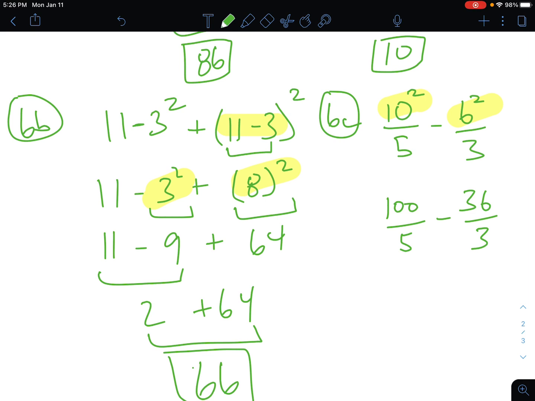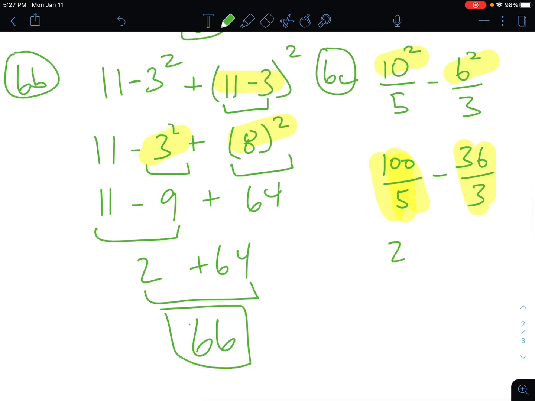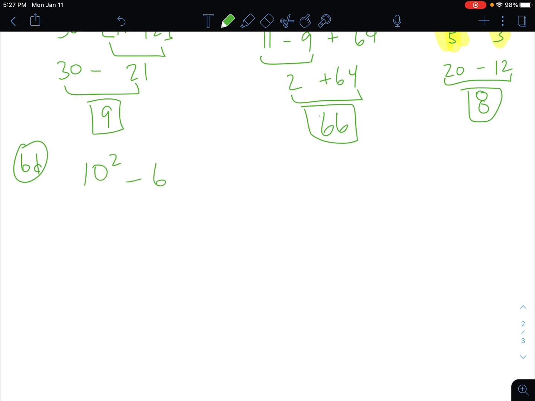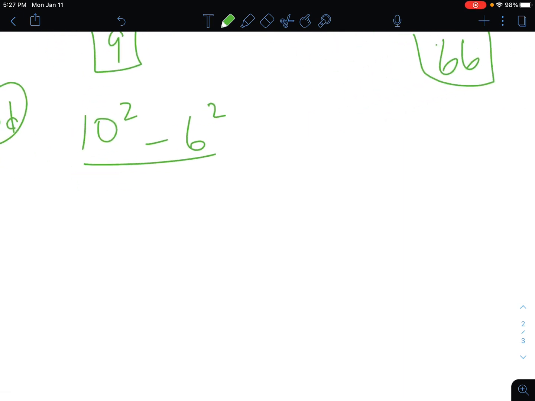I have two fractions, and if you want to think about it, this is just division. You can simplify these fractions, and 100 divided by 5 is just 20, whereas 36 divided by 3 is 12. So 20 minus 12 is just 8. And that's our answer. Whew, 6D. I'm running out of space. 6D is 10 squared minus 6 squared over 5 minus 3.